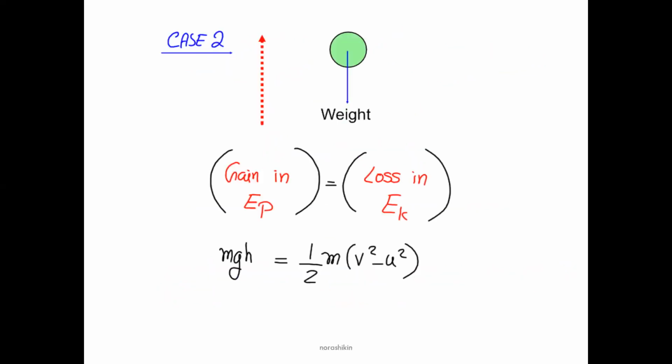Case number 2: if you throw something upward, there is no air resistance. When you throw something upward, the potential energy increases and kinetic energy decreases.